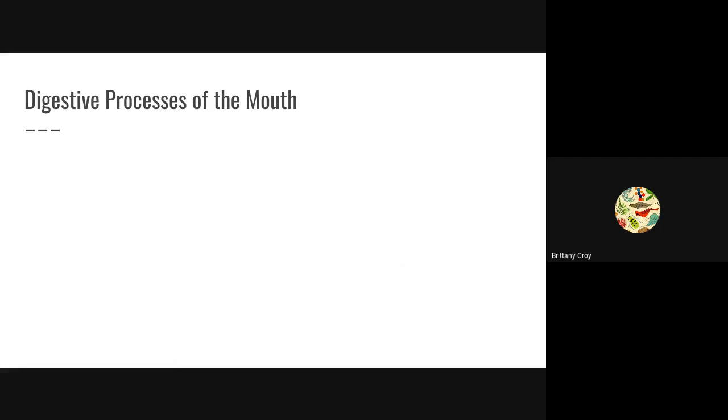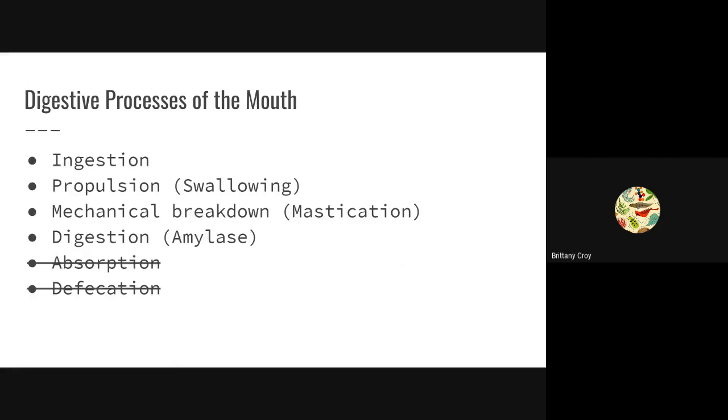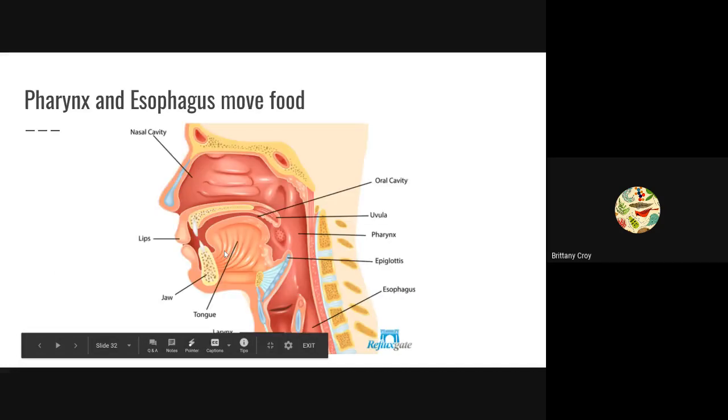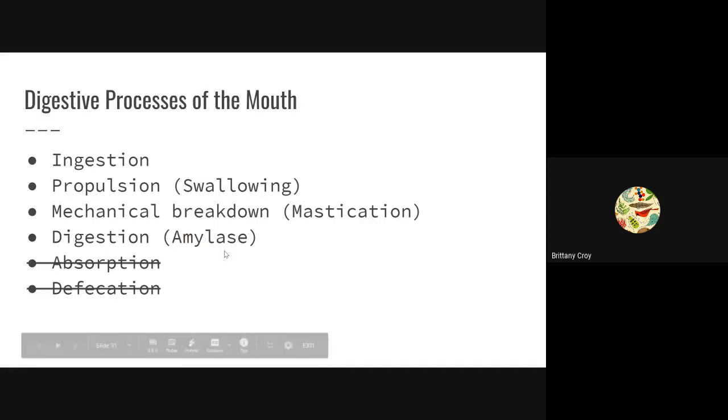And let's review what the mouth is able to do. The mouth does ingestion, it takes food in. The mouth starts propulsion. That means sending food along the digestive tract. It does that when we start swallowing. The mouth does mechanical breakdown through mastication, or chewing, and a little bit of chemical digestion because salivary amylase starts breaking down carbohydrates. But no absorption and no defecation.